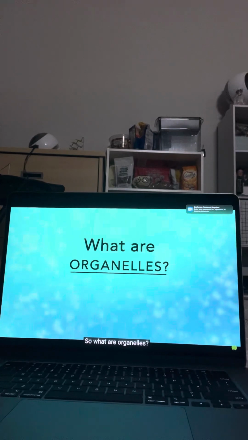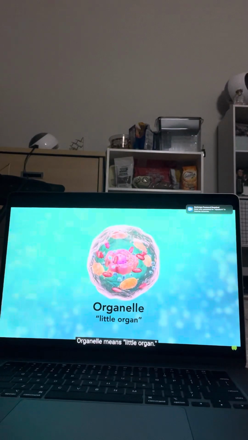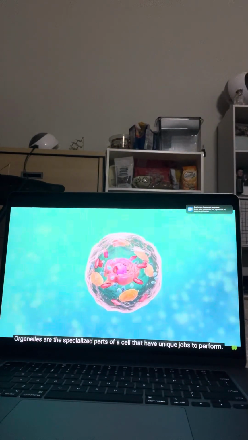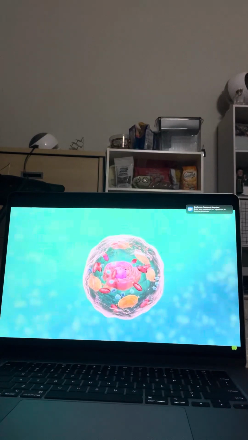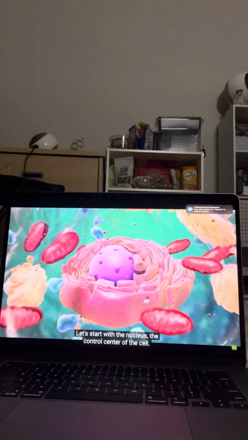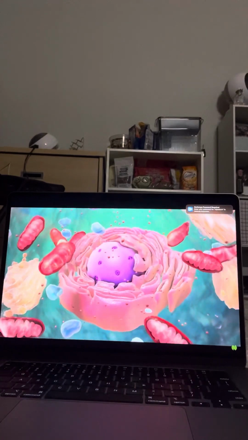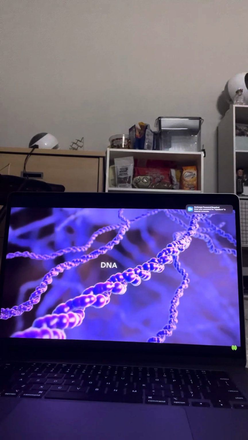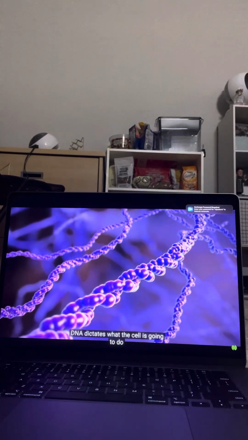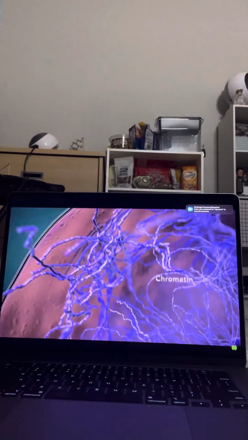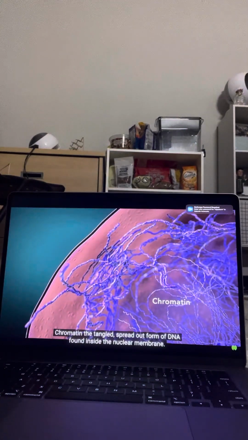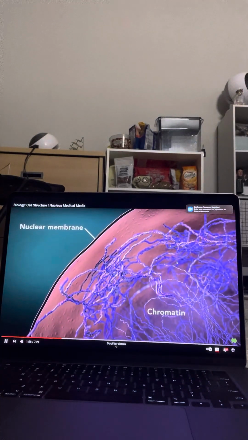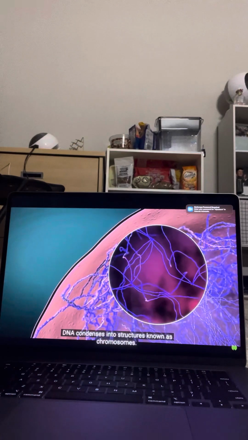Next, organelles are part of the cell that each have special jobs, and these special jobs are important in order for the cell to function. To start, the nucleus. The nucleus is only in eukaryotic cells. It's known as the controller of the cell and is the largest organelle. It stores DNA and chromatin to protect it from enzymes. Chromatin is the long, stringy, messy form of DNA. Once cells are ready to divide, DNA shrinks into chromosomes, which carry genetic information.